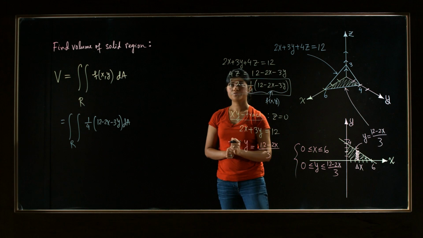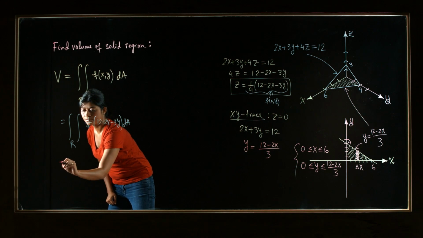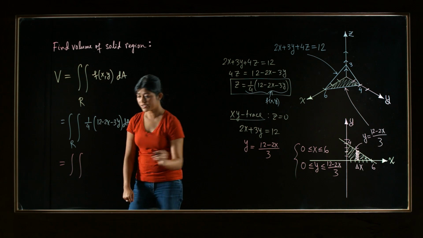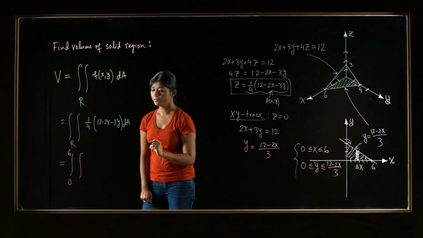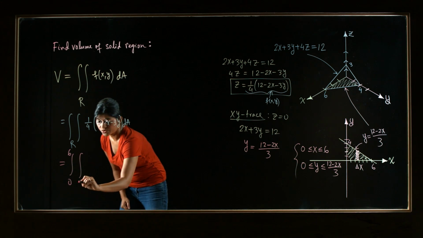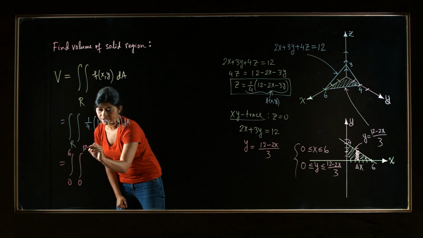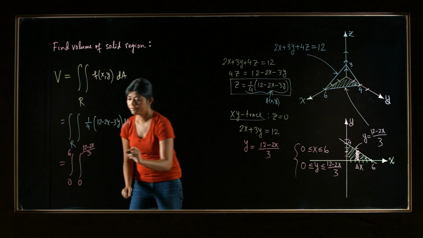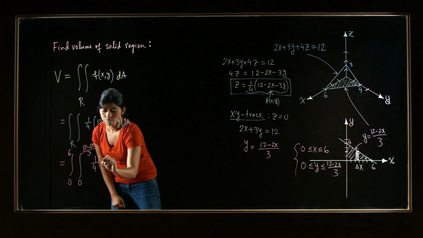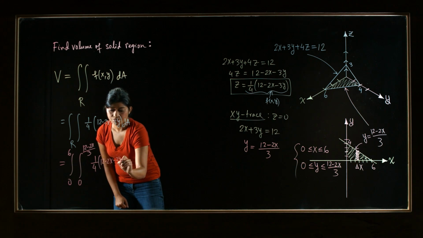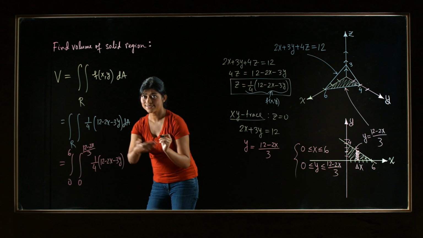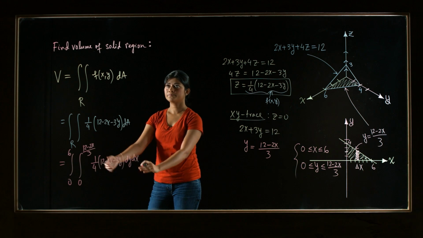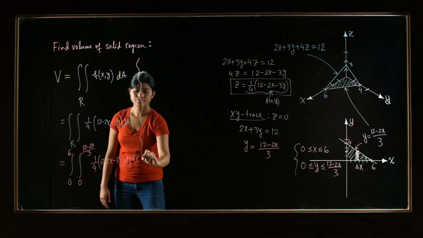These are our bounds. Okay, so come back here and let's rewrite this double integral. Remember, the outer variable is x, so 0 to 6 goes to the outside integral, and the inside one is y, that's 0 to (12 minus 2x) over 3. And inside we have our function 1/4 times (12 minus 2x minus 3y). And the dA, now we know x is the outer, y is the inner, so it will be dy dx. So that's the setup. And now we just have to solve this integral.